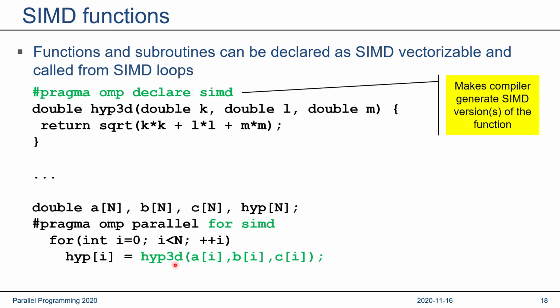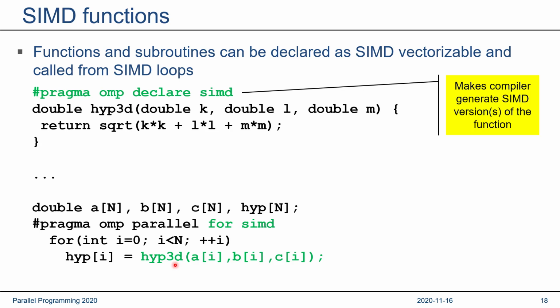So if the SIMD size is 2, then the hyp3d function will be compiled, because it's declared as SIMD, to accept vectors of size 2 for the three arguments k, l, and m. And when it's called from a SIMD vectorized loop, then three short vectors of size 2 will be handed to the hyp3d function. And this is all automatic and under the hood.